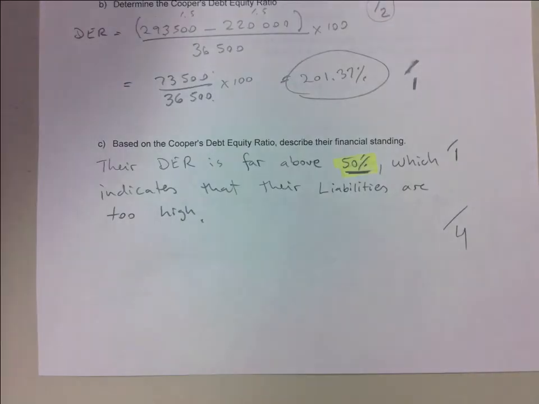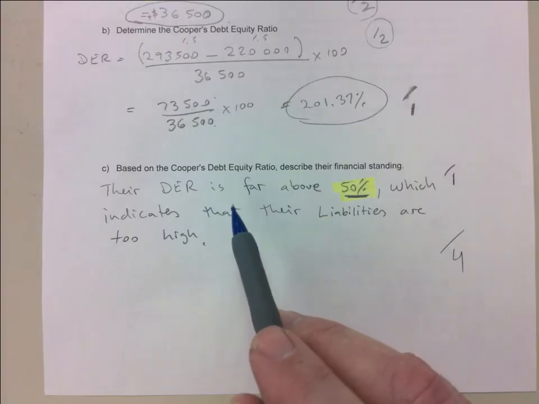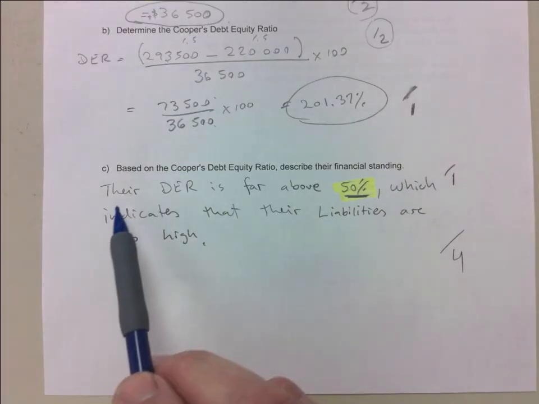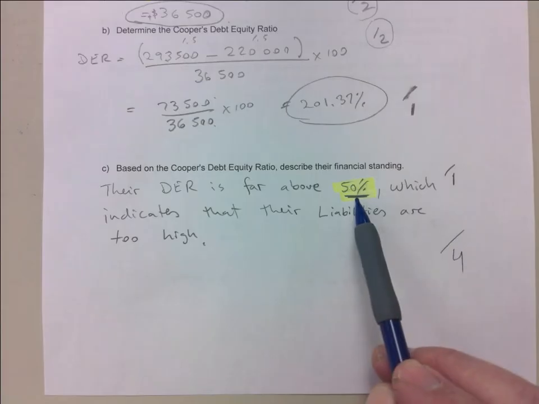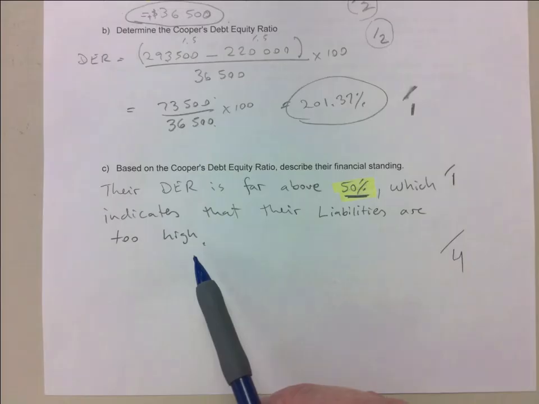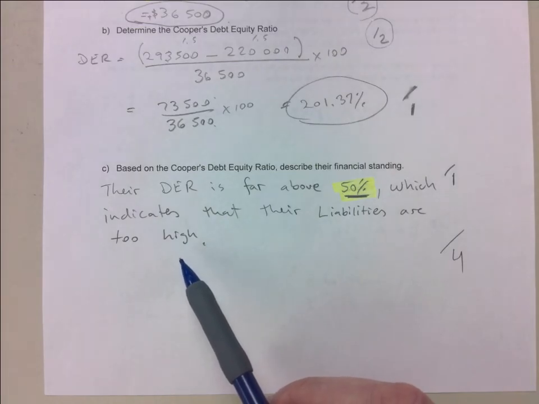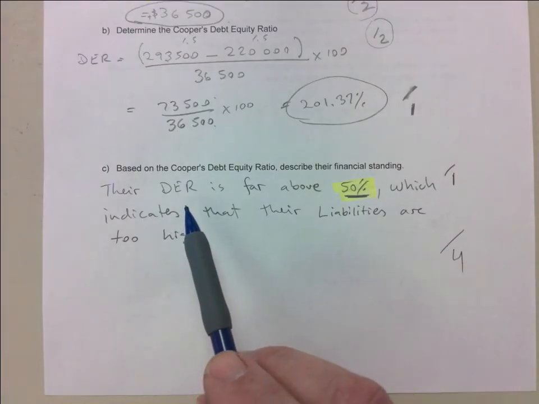And then here, based on the debt-equity ratio, describe the financial standing. You would say their DSR is far above 50%, which indicates that their liabilities are too high. Okay? So you'd have to say that's not good, because you want to be below, right? Remember the magic numbers? GDSR, you want to be under 32. DER, you want to be under 50.